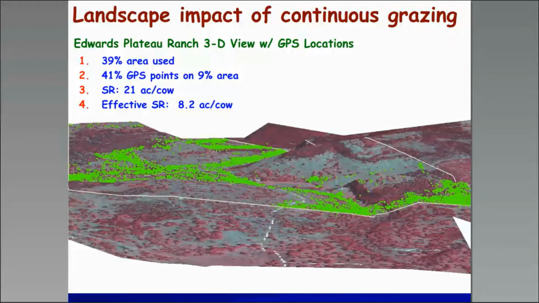And so we can be conservatively stocked. In this case, we had 21 acres per cow on average if you looked at the entire management unit. But if you look at where the animals were, the effective stocking rate was about a cow to 8 acres. I don't know if that was an excessive amount or not, but it's certainly much heavier than what you would think based on how many animals were there.